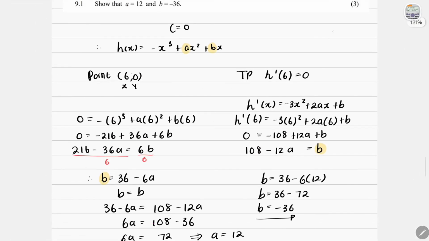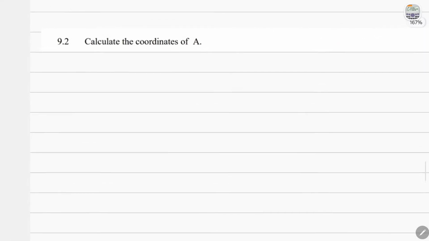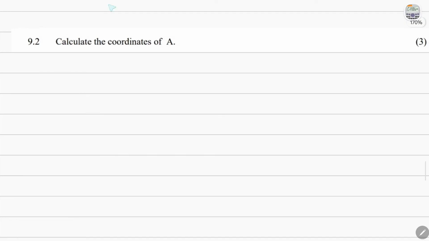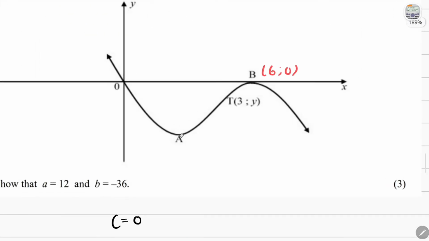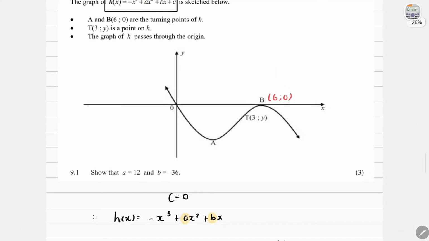Moving on to the next question. The next question says calculate the coordinates of a. So the coordinates of a. What was a? A is the other turning point. So just find the other turning point.